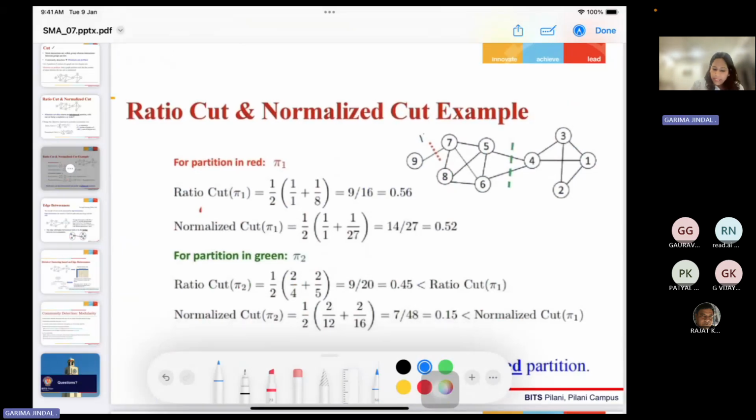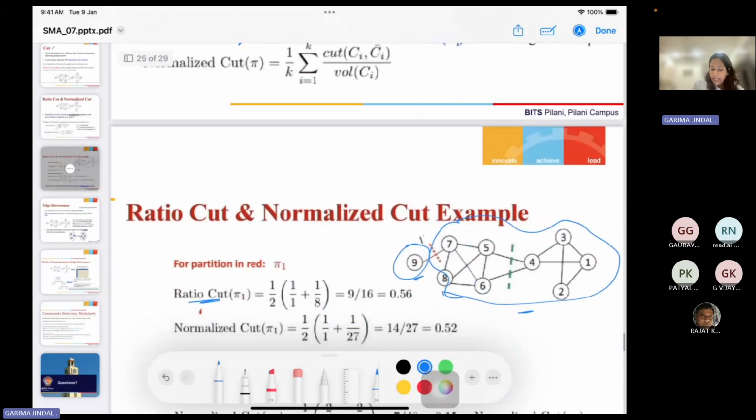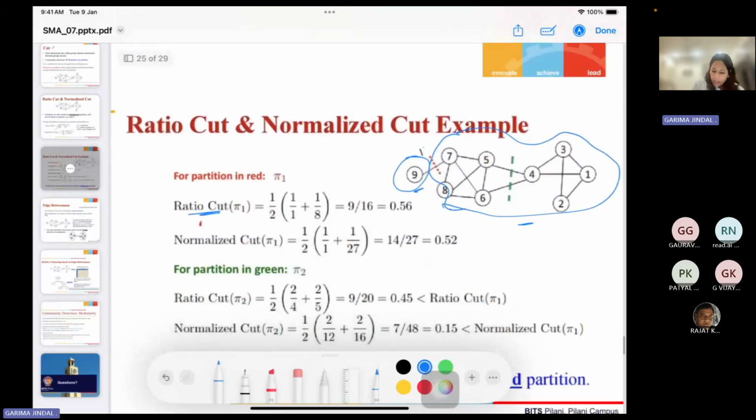So firstly, we are considering this partition. This is one community and this is another community that you identify by using cut. Now we will try to identify what the ratio cut is. The ratio cut will be 1 by k, where the k value will be 2. Why will k be 2? Because we have these two communities. So this will be 1 by 2.